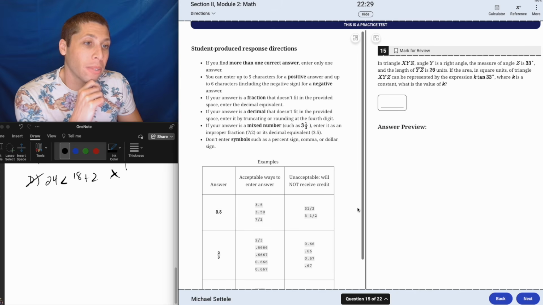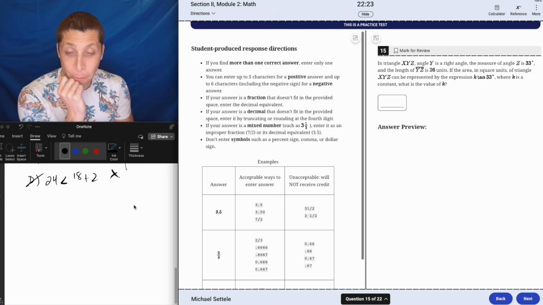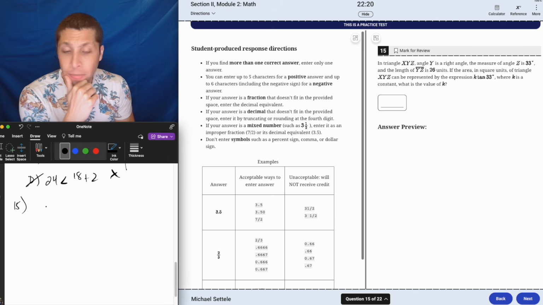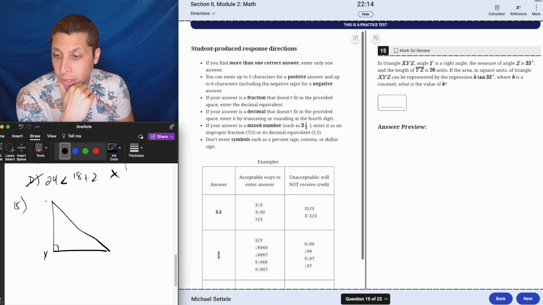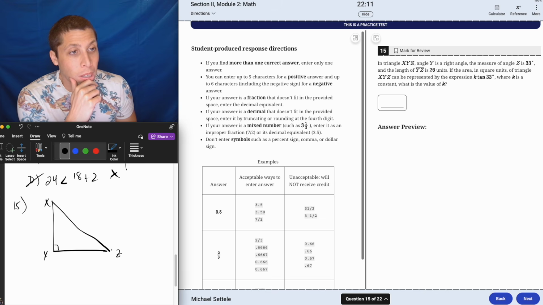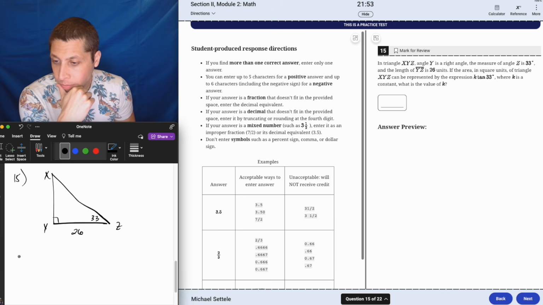In triangle XYZ, angle Y is right angle. Okay, let's just draw it out. So Y is the right angle, so that's here. X and Z. The measure of angle Z is 33. And the length of YZ is 26. If the area in square units of triangle XYZ can be represented by the expression K tan 33, okay, so, right, area of the triangle is 1/2 base times height. So that's 1/2 of, or here, let's do this.